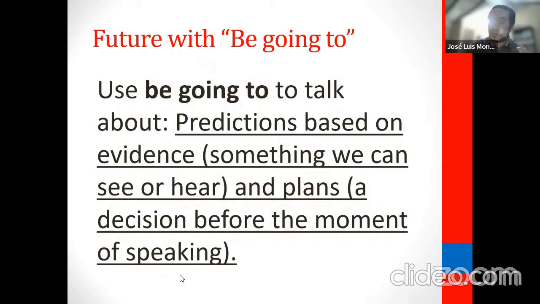Okay, so one more time, if you want to put them in a balance, be going to is the one that you use when you feel sure about something. Will, not that much, but the exception is that will is the only one that works with facts. For example, if I'm 32, and I say I'm going to be 33 this year, that's incorrect. I shouldn't use that expression. I should say I will be or I will turn 33 this year, right?